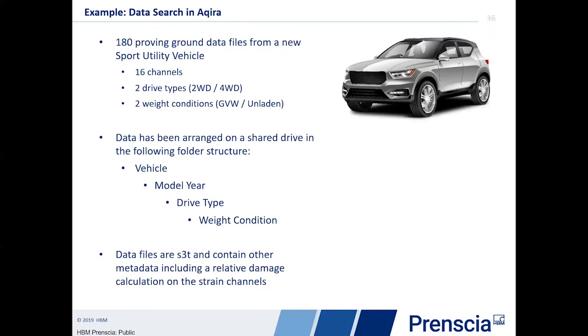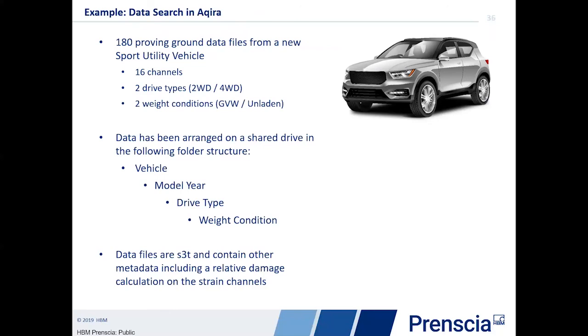Well, let's look at an example. Take automotive, where I have, say, 180 proving ground data files related to a specific project. We're designing a new sport utility vehicle. We've got multiple channels per acquisition. We've got 2 different drive types: 2-wheel drive and 4-wheel drive. We've got 2 different weight conditions: gross vehicle weight and unladen. Currently, all that data is just sitting out on a shared drive. Fortunately, the shared drive has been organized following a somewhat logical folder structure: vehicle, model year, drive type, weight condition.